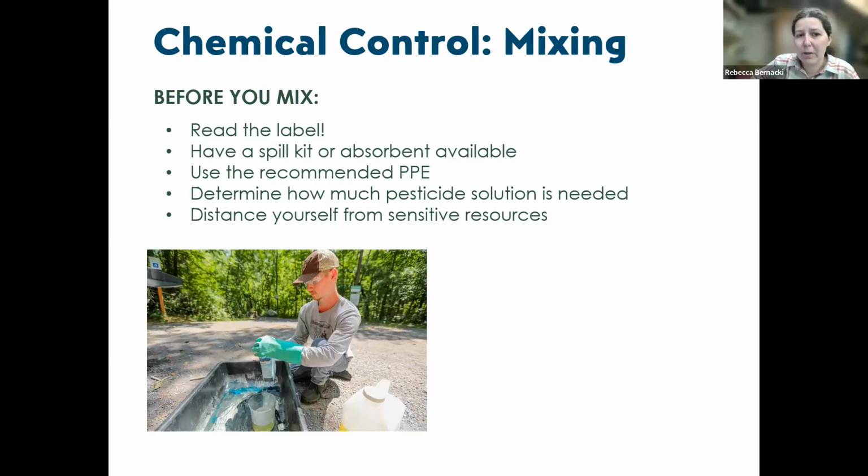Again, you want to determine how much is needed, so you're only mixing the appropriate amount. Remember, it's better to have to mix two small amounts than have a whole bunch of extra sitting around. And you can see here he's distanced himself from sensitive resources, so he's mixing in a tote, so in case he spills, it's in that tote and easy to clean up, it's not in the environment. And in addition to that, he is on a gravel pad, so he's kind of doing double duty here, which is always great.